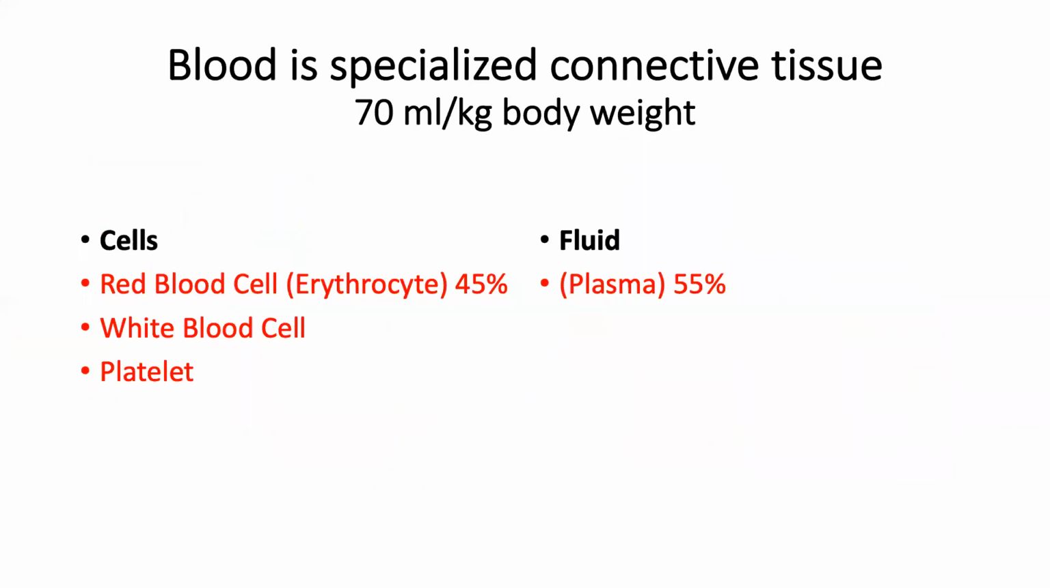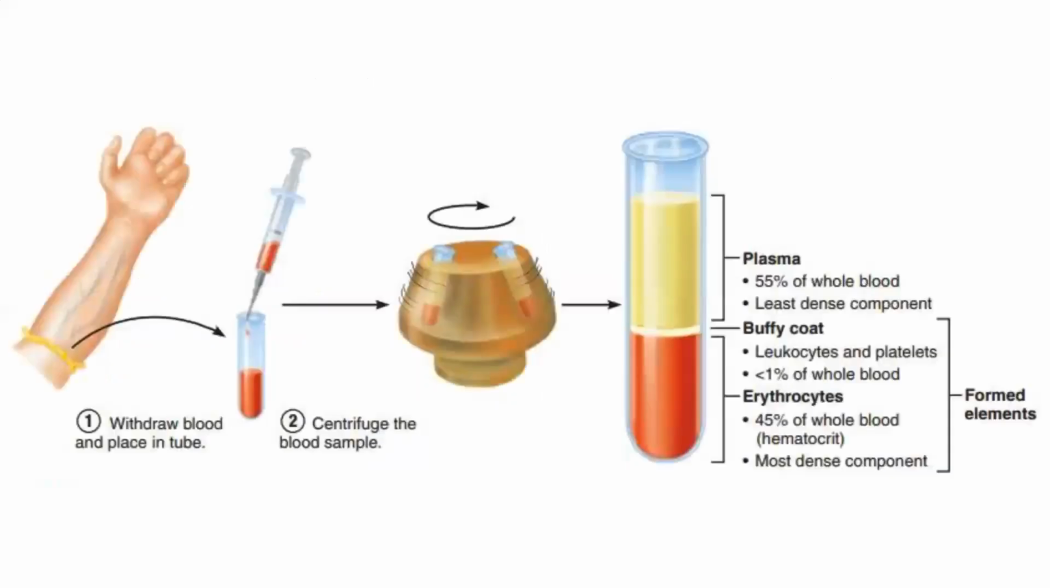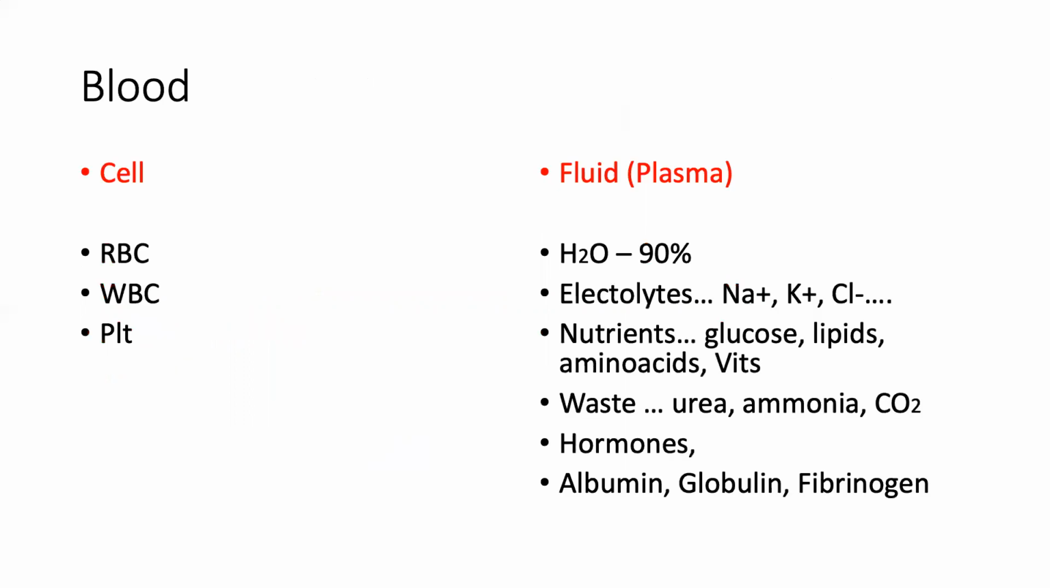So blood is a specialized connective tissue. And because it's a connective tissue, it is made of cells and matrix. The cells could be red blood cells, white blood cells, and platelets. The fluid portion of the blood is called plasma, which contributes 55% of the total blood volume, as we can see in our previous diagram.